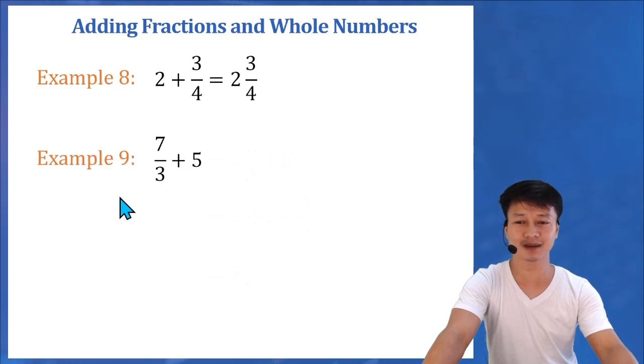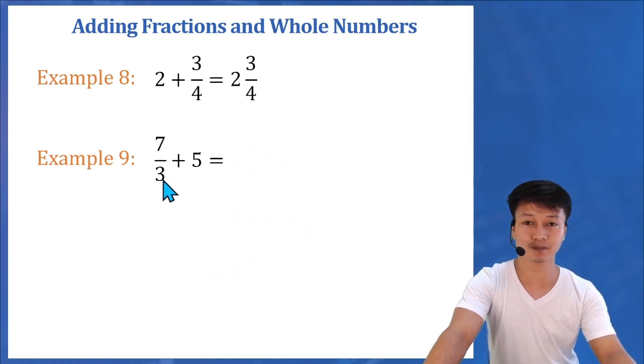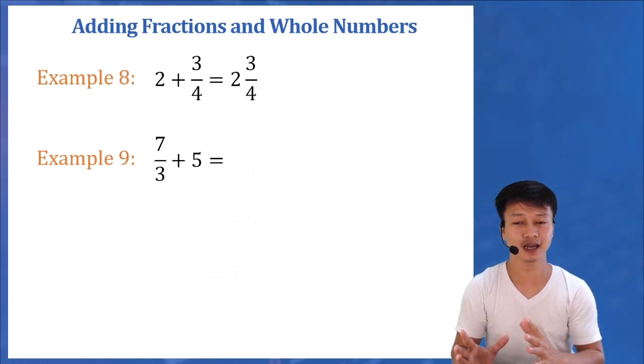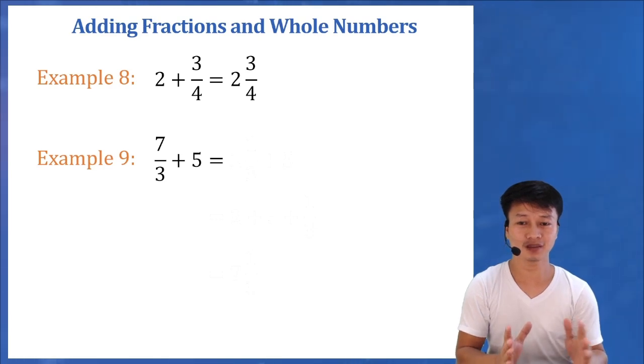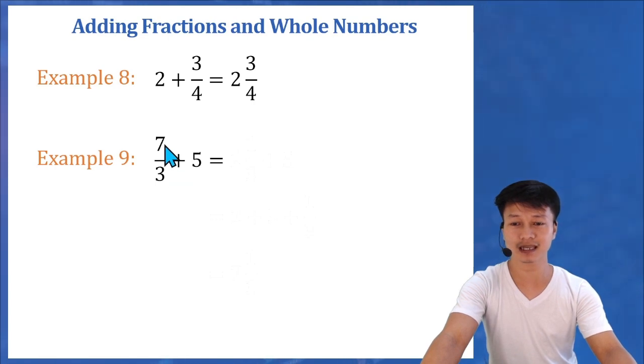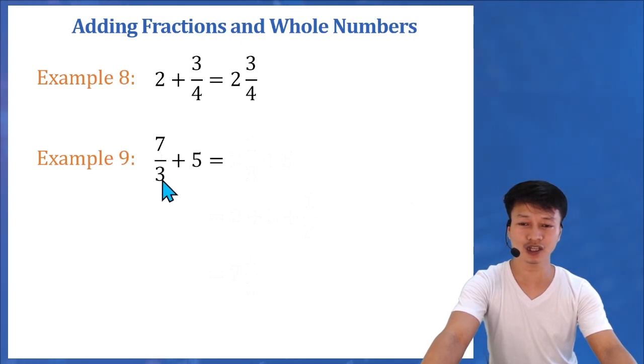But do not do this shortcut if our fraction is an improper fraction. So just like this in example number 9, we have 7 over 3 plus 5. Take note that 7 over 3 is an improper fraction, and so we cannot do the same kung anong ginawa natin sa number 8 na pinagtabi lang natin yung whole number at yung fraction. In this situation, in example number 9, we cannot do that because our fraction here, 7 over 3, is an improper fraction. So, we are going to convert first this improper fraction into the equivalent mixed number.